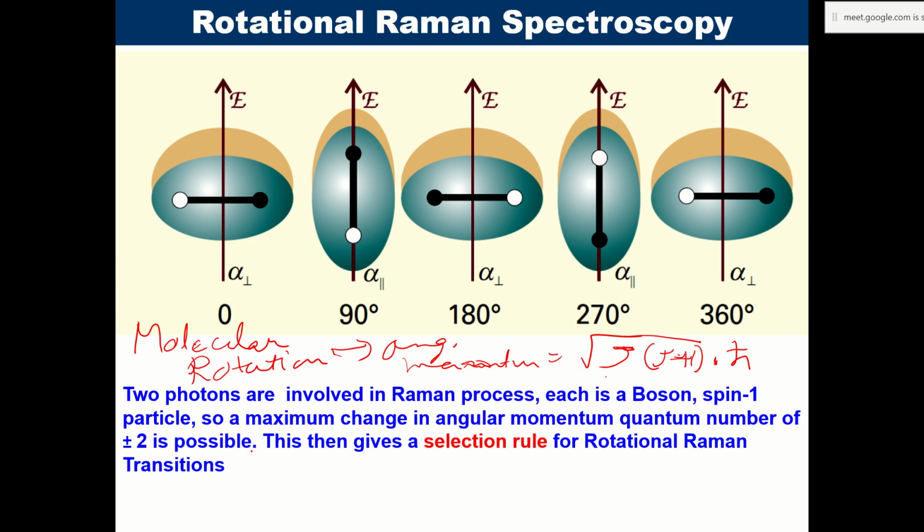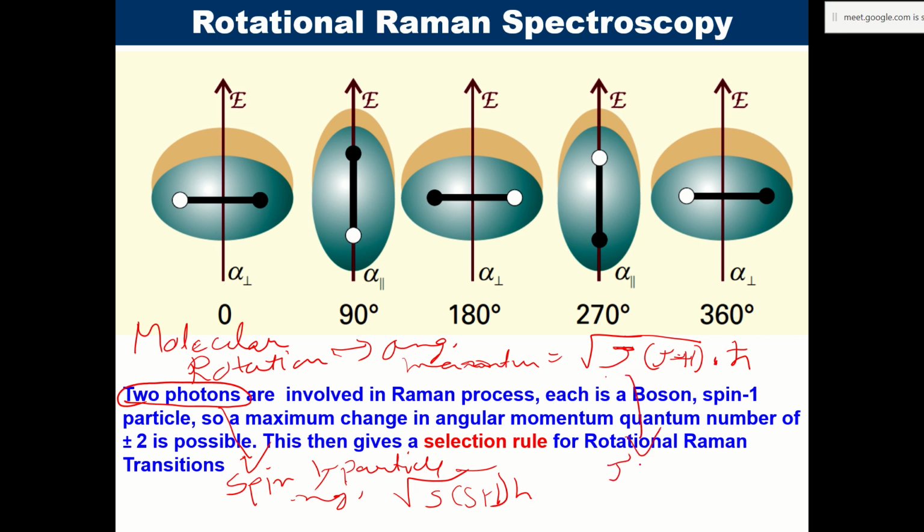So two photons, since there are two photons involved in the process, each a spin 1 particle, each having one unit, which have under root s into s plus 1 h cross. So the overall change in angular momentum, इसका जो एंगुलर मोमेंटम है इतना है, दो फोटोन इन्वॉल्व है, दोनों का एंगुलर मोमेंटम कंजर्व करना है, सो J must change by 2 units.